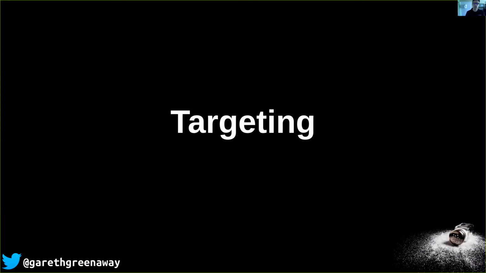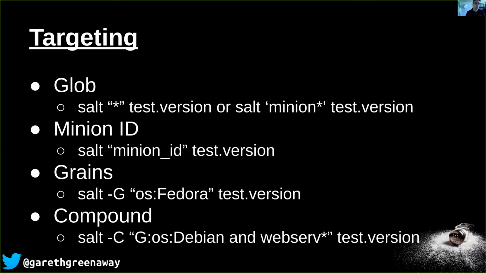Within Salt, we use a concept called targeting. Salt targeting is the way one specifies which minion should run a command or execute a state by matching against host names, system information, defined groups, or any combination thereof. We have a variety of options for targeting. The most common two are targeting using globbing or targeting using the minion ID.